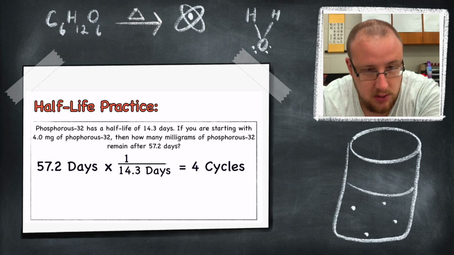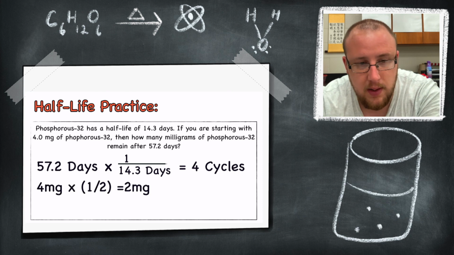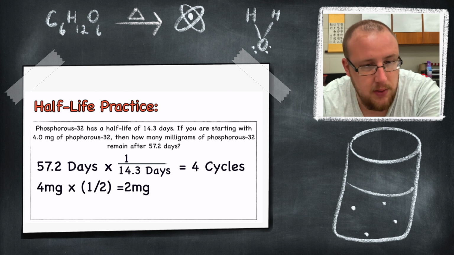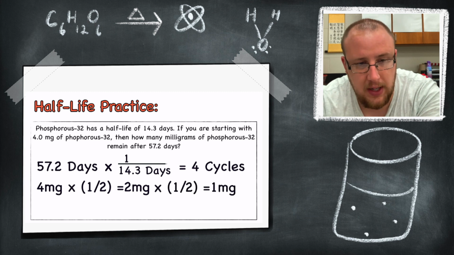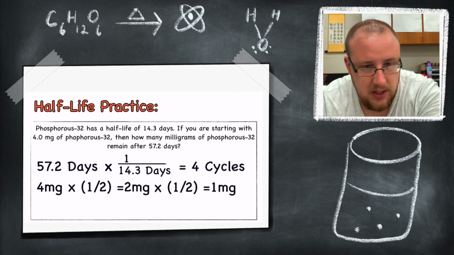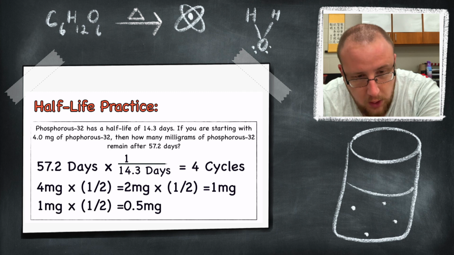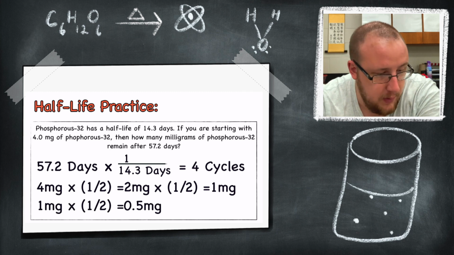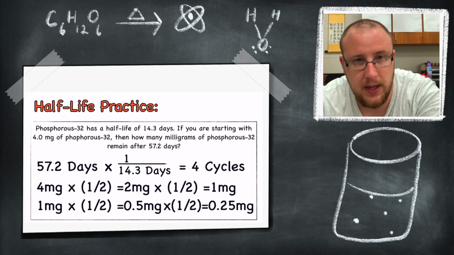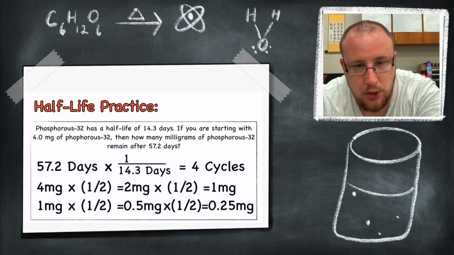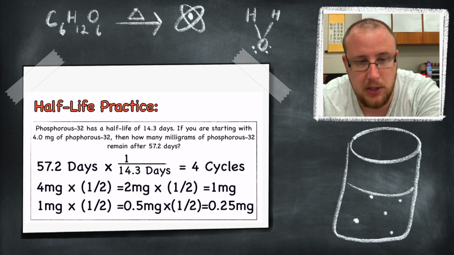So 4 times 1/2 is 2. That was 1 time. Then we do it again: 2 times 1/2 is 1. That's 2 times. Then we do it again: 1 times 1/2 is 0.5. And then for a 4th time, 0.5 times 1/2 is 0.25. So we have 0.25 milligrams left over after 57.2 days.